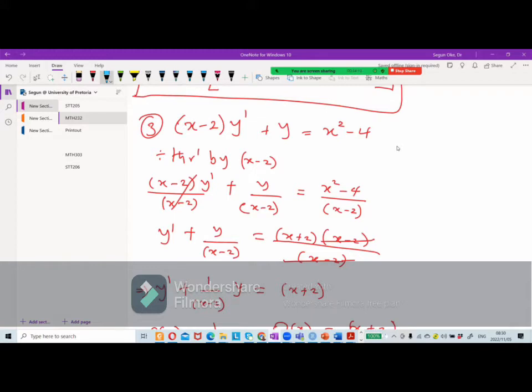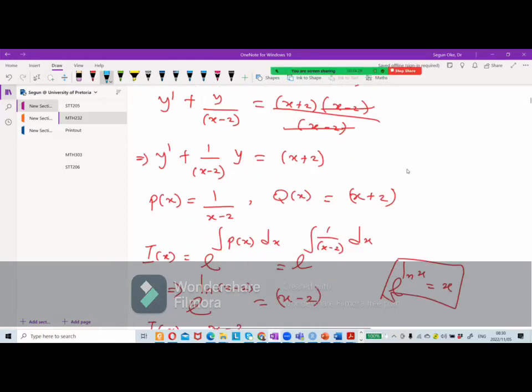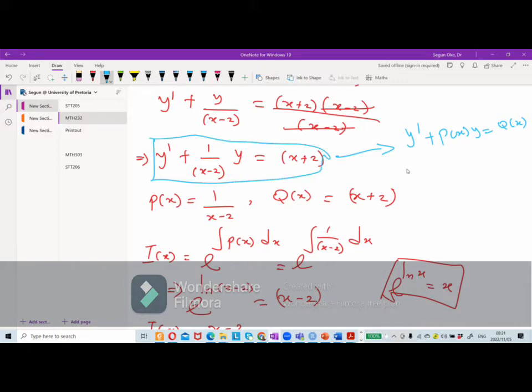It is pretty simple. So when we divide both sides by x minus 2, what do we have? We have this, the difference of 2 squared, x plus 2, x minus 2. Then let this one eliminate itself. At the end of the day, your equation is this. Don't forget, it is y prime plus p of x, y equals q of x. That is the general equation for this particular problem. So I need to identify my p of x from this. My p of x is 1 all over x squared. Then my q of x is what? x plus 2.